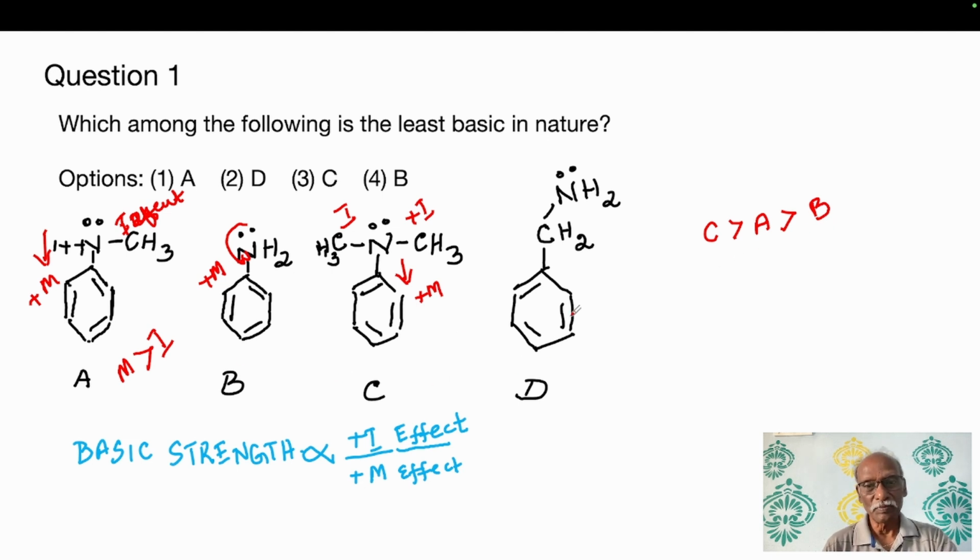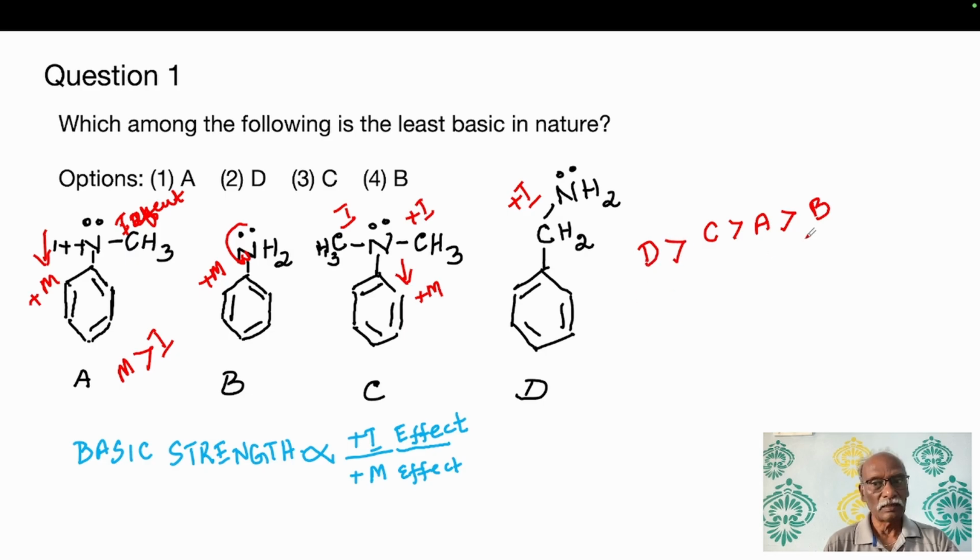Now we have to come to the 4th one. In this case, this is not at all an aryl amine. It is an alkyl amine, benzyl amine. Because the benzene ring is not directly connected to the nitrogen, there is no plus M effect. Only the plus I effect is there. So the presence of the plus I effect increases the basic strength, and this is the most basic among the 4. So D is the strongest base.